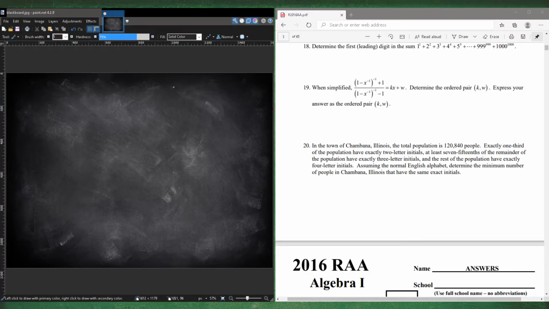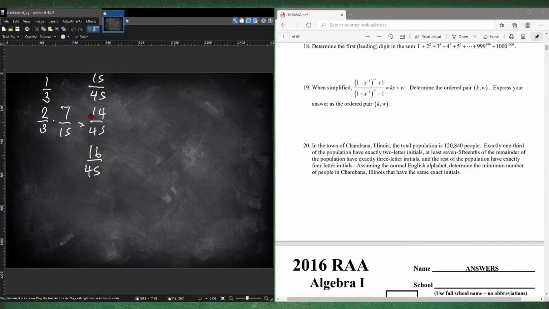So we know exactly one-third of the population has two letters, and then at least 7/15 of the remainder of the population. The remainder is two-thirds, and then 7/15 of that. Let's simplify that out, so that would be 14 over 45. If we get this as the same denominator, this is going to be 15 over 45. And then the rest of the remainder has four letters. So 15 plus 14 is 29. So 45 minus 29 is 16. So the last one is 16 over 45.